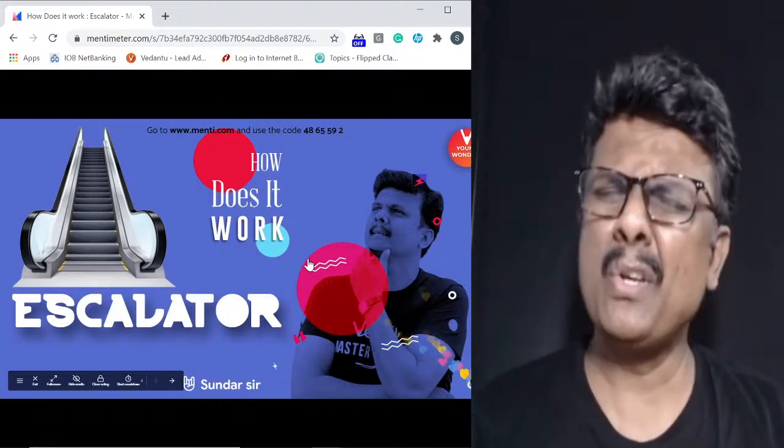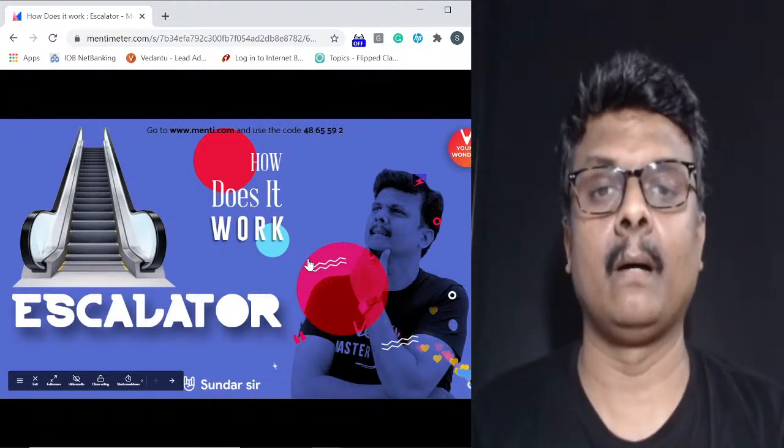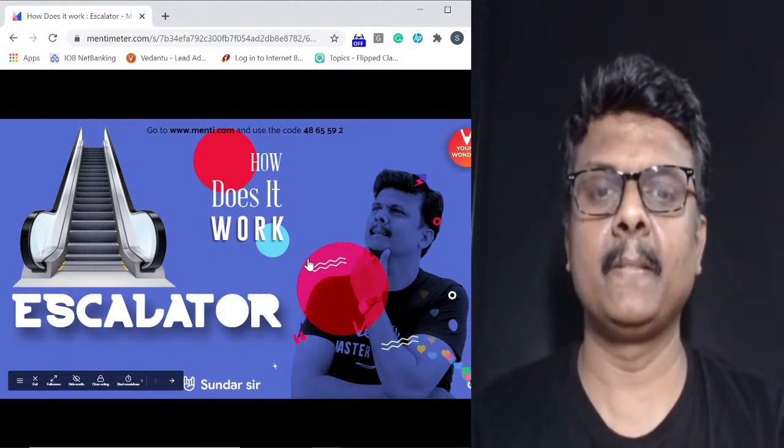Escalators are generally, mostly 99%, there in metro stations, and 100% will be there in airports.